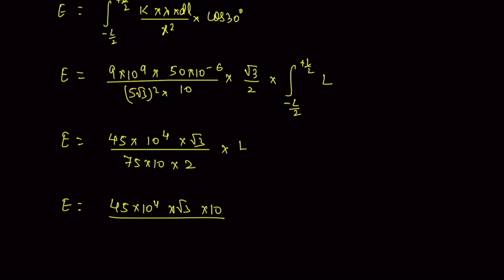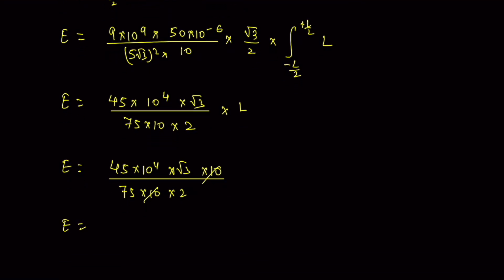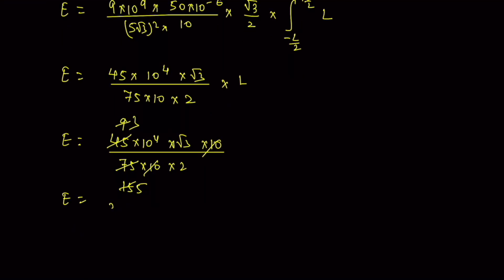So from here E is equal to 45 into 10 to the power 4 into root 3, L is equal to 10, divided by 75 into 10 into 2. So 10 cancelled. E is equal to, this is 9, here it is 15, 3, 5. So E is equal to 3 into root 3 into 10 to the power 3. But here our x value is in centimeter, so we have to convert to meter square. So we need to multiply by 10 to the power 4. So E is equal to 5.2 into 10 to the power 7 Newton per coulomb. This is the answer.